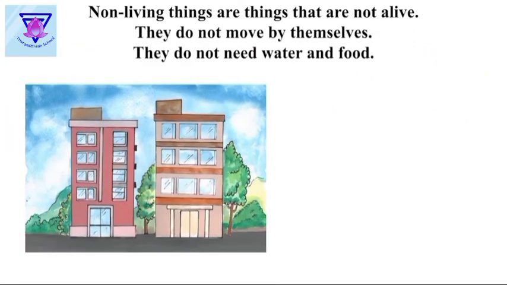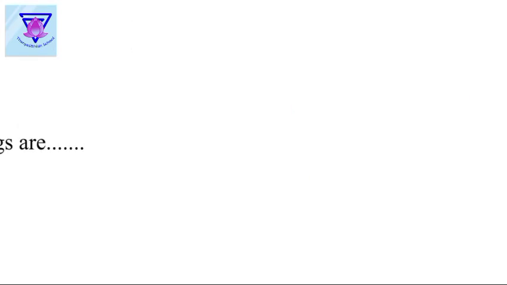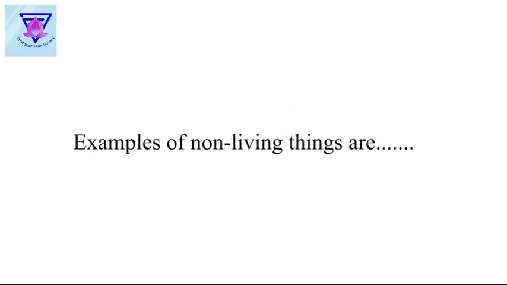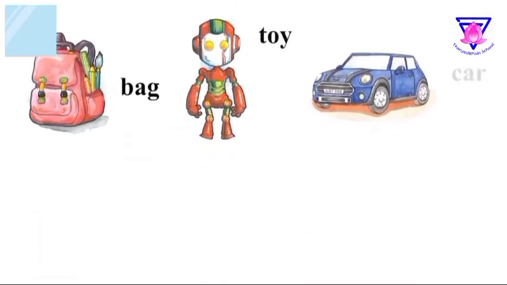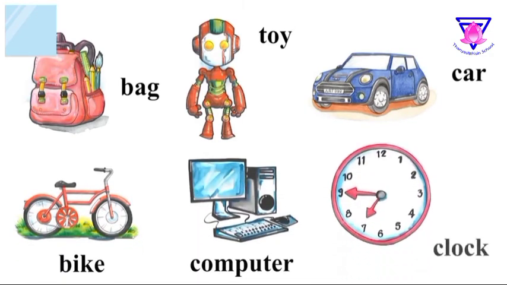Non-living things are things that are not alive. They do not move by themselves. They do not need water and food. Some examples of non-living things are bag, toy, robot, car, bike, computer, and clock.